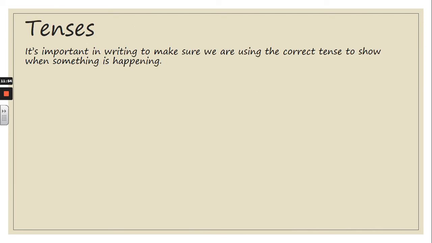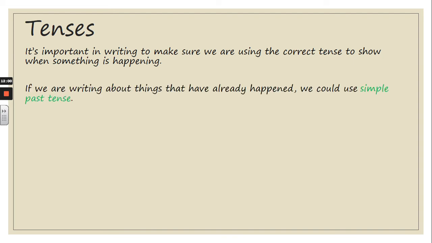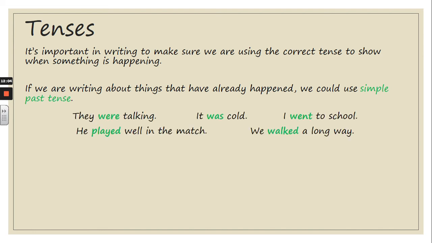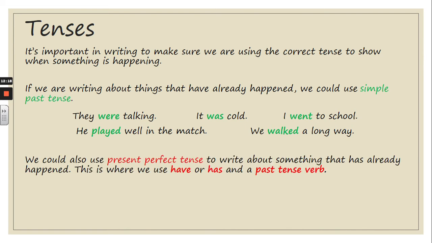Tenses. So it's important when writing to make sure that we're using the correct tense to show when something is happening. If we're writing about things that have already happened, we could use a simple past tense. So this is where we'd use things like they were talking, it was cold, I went to school, he played well in the match, we walked a long way. So here it's just simple. You've just changed your verb into a past tense verb.